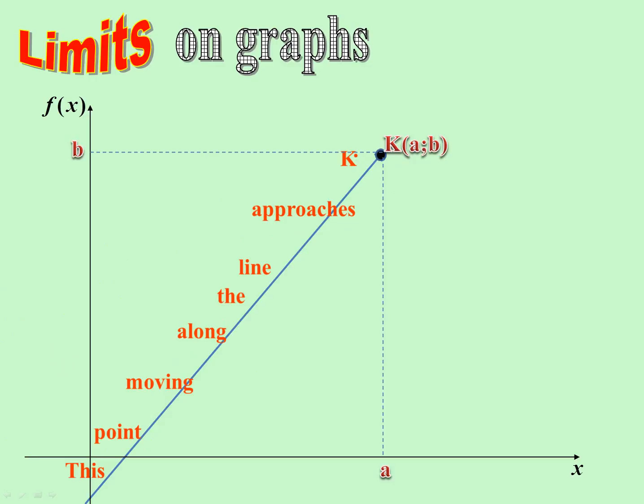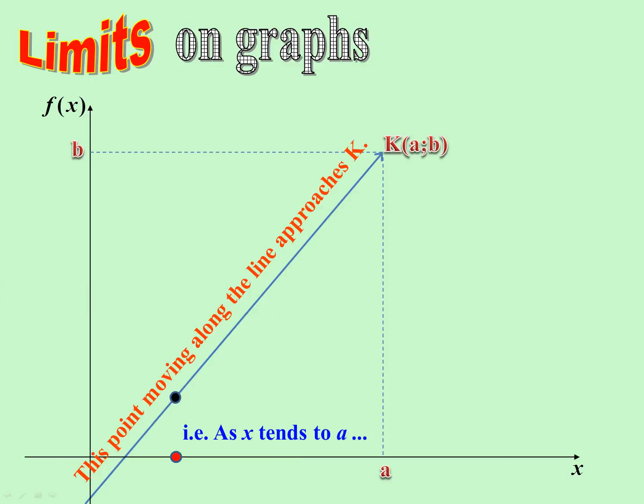Now, that point has corresponding x values and y values. So let's have a look at what happened. As x tends to A, then that point tends to the K, because A is opposite that K. And then as that point tends to there, the y tends to there.